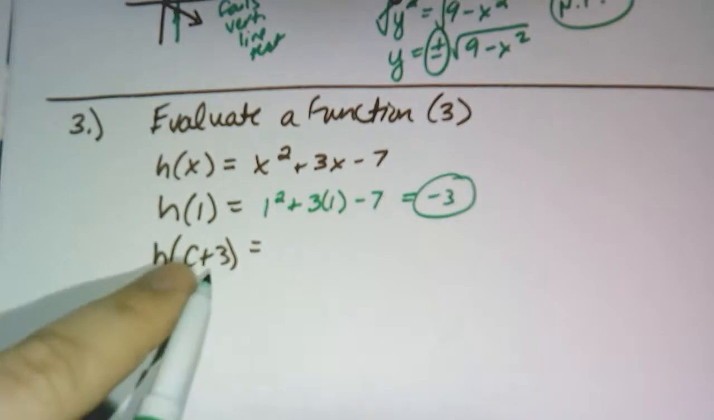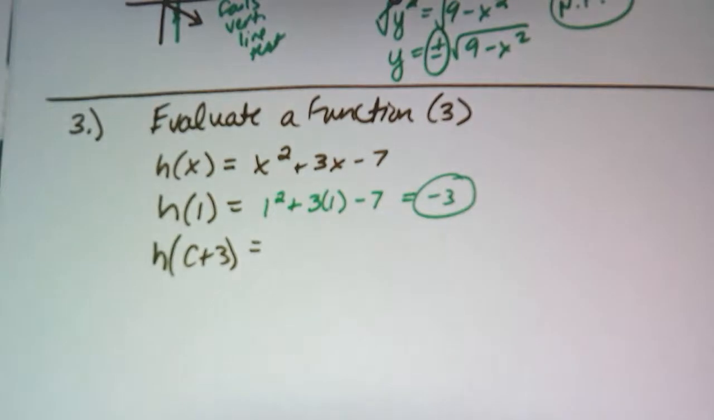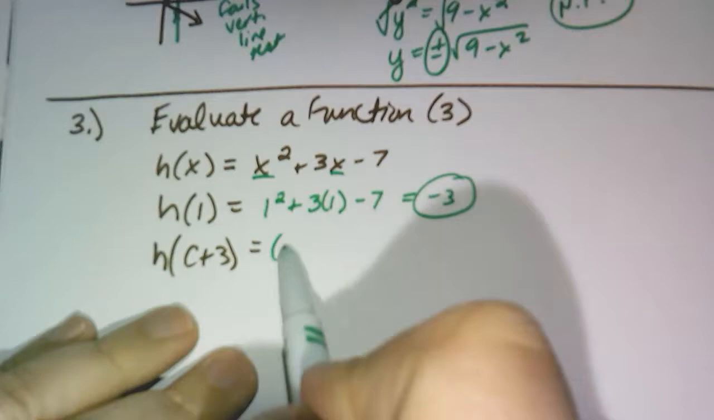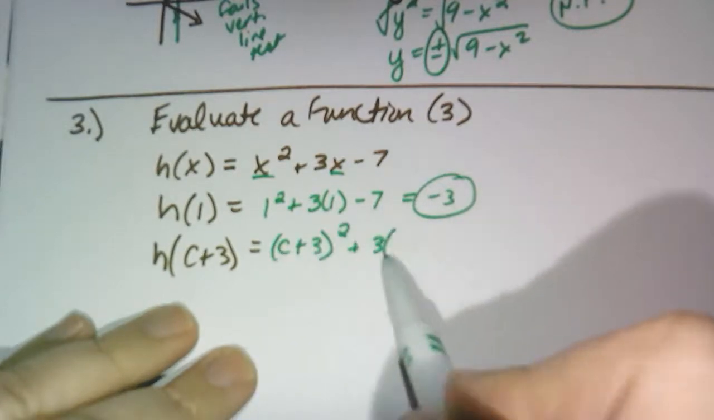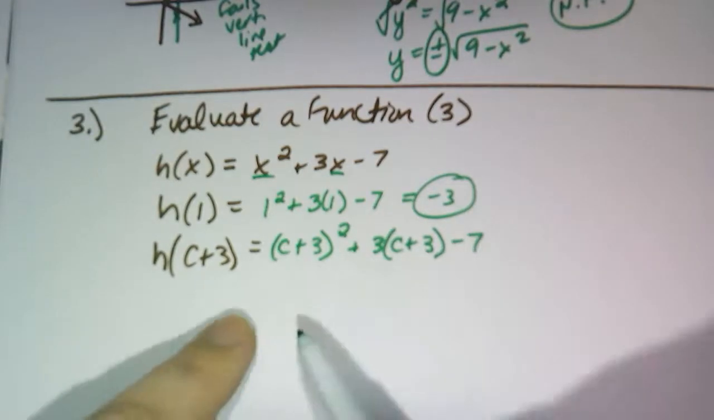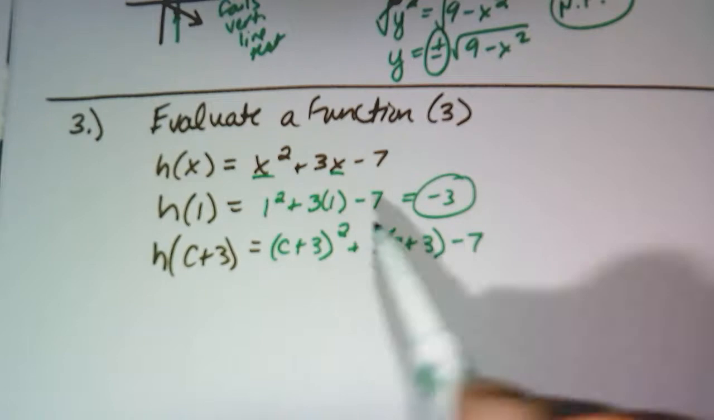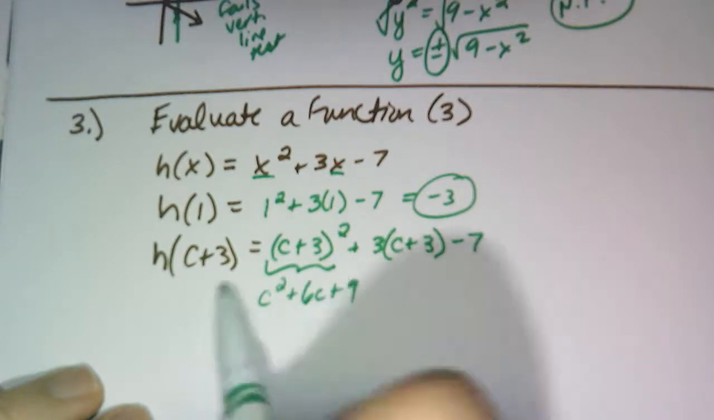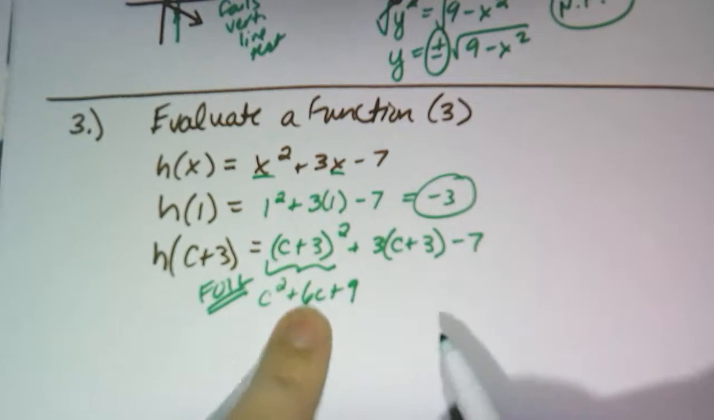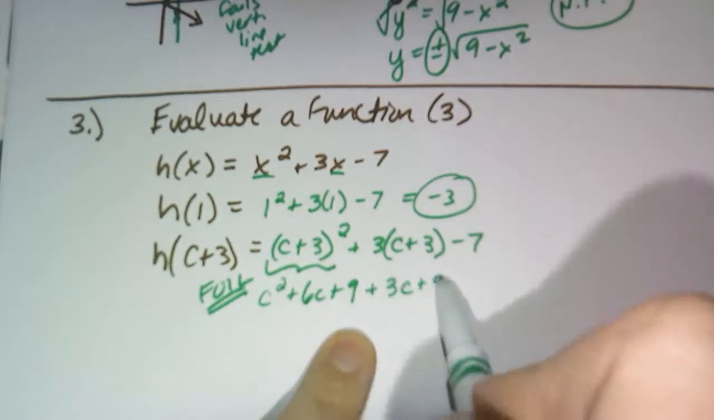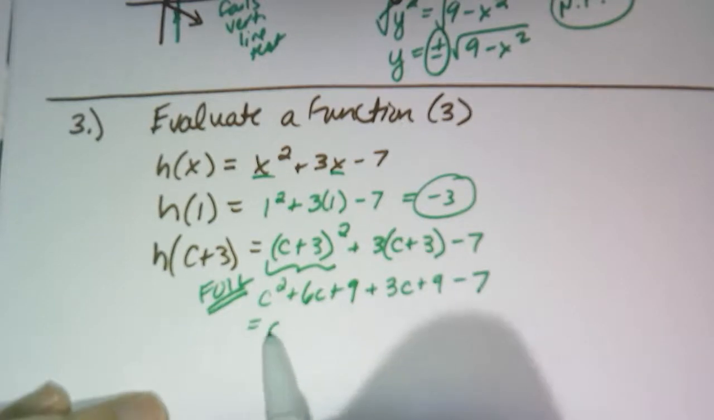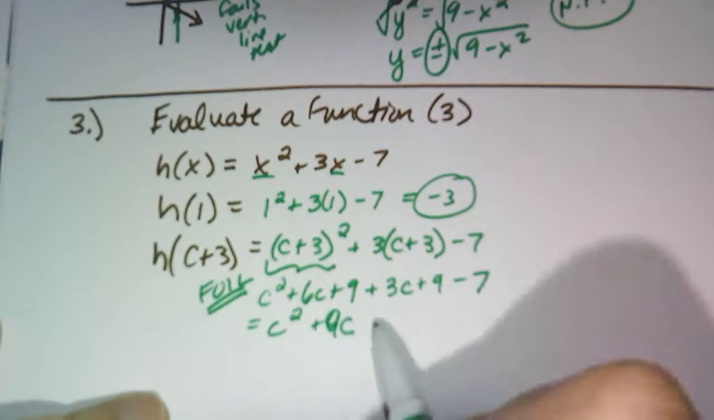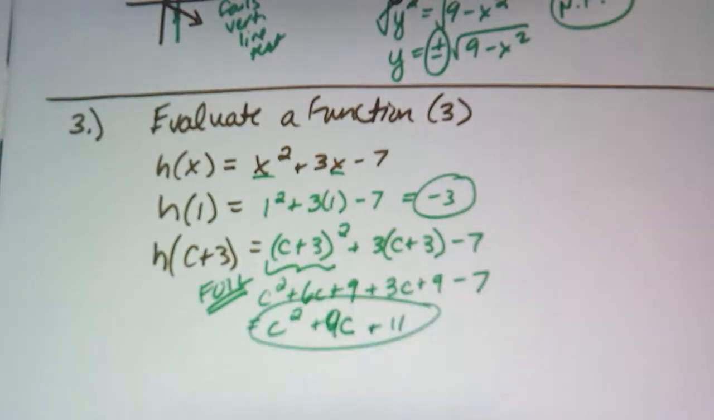But with this one, you do have to work this all the way out to something that's simplified. So everywhere you see an x, you're going to put in c plus 3. Plus 3 times c plus 3 minus 7. I do not want you to stop here. You have to work it all the way. You have to simplify it. So what do you have to do here? c squared plus 6c plus 9. Right. You have to FOIL, and get c squared plus 6c plus 9. You then get 3c plus 9 minus 7. And then, again, still clean it up for me. c squared plus 9c plus 11? Yeah. So that would be, quote unquote, your hardest evaluate the function. Okay.